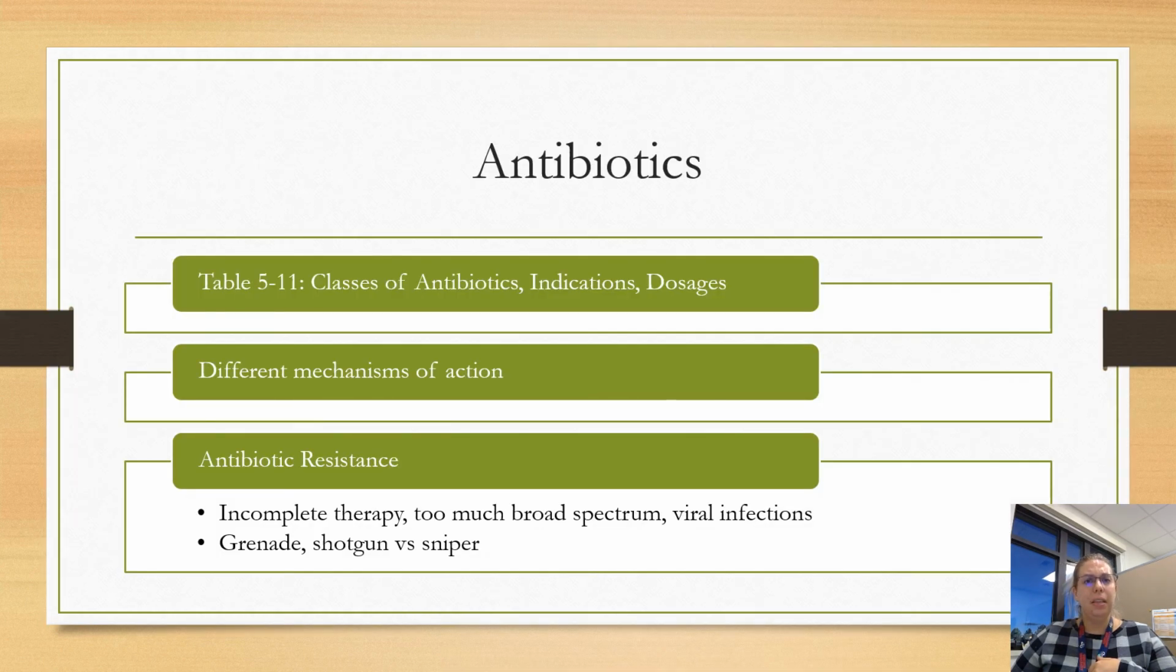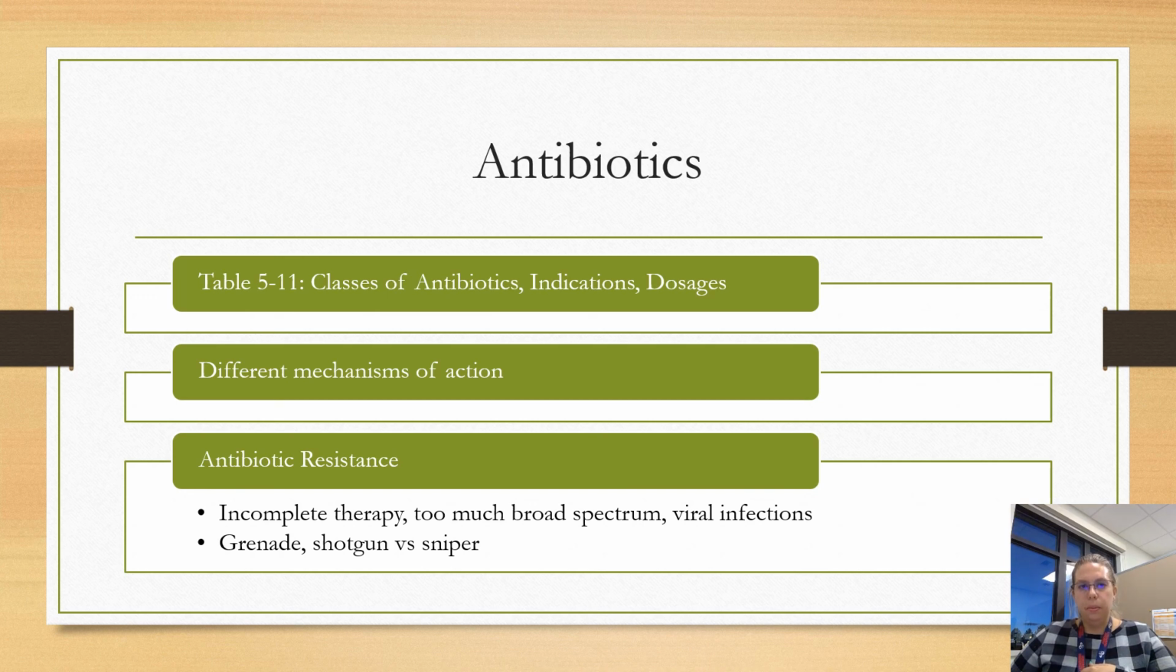Antibiotics, Table 5-11 goes into classes of antibiotics, indications, dosages. Your book goes into great detail about the different mechanisms of action, and I chose not to really hammer that into you guys. As a prescriber, I had a couple of month-long courses on how to make those decisions, and I thought that was a little bit beyond what we should be asking you guys to do.